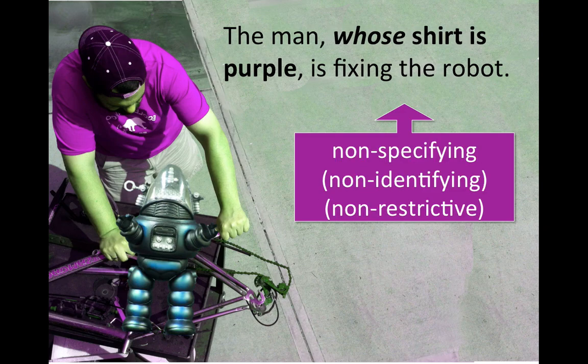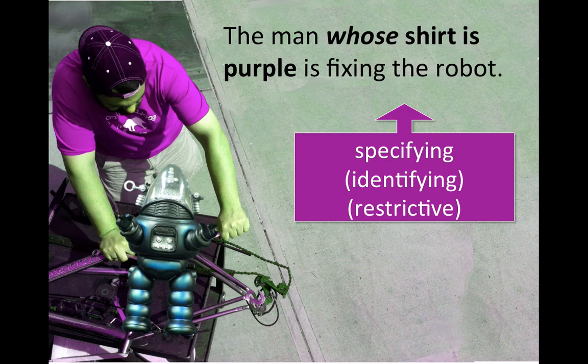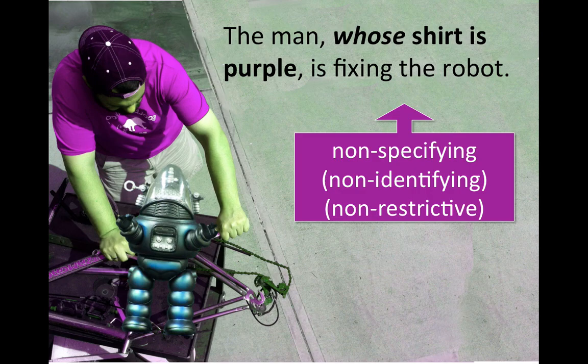Now, we also sometimes use adjective clauses in a non-specifying or non-identifying, or sometimes even non-restrictive way. So if there is only one man, and I'm just adding extra information about him, I could say, the man, whose shirt is purple, is fixing the robot, if there's only one man. But if there's more than one man, we don't use commas. Notice, if we're adding extra information, we add commas.